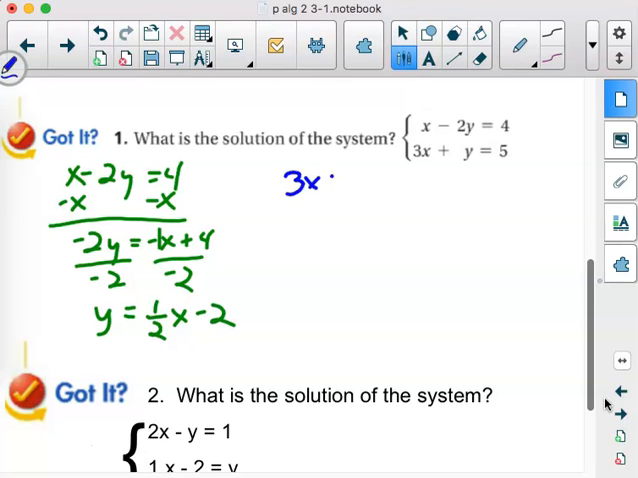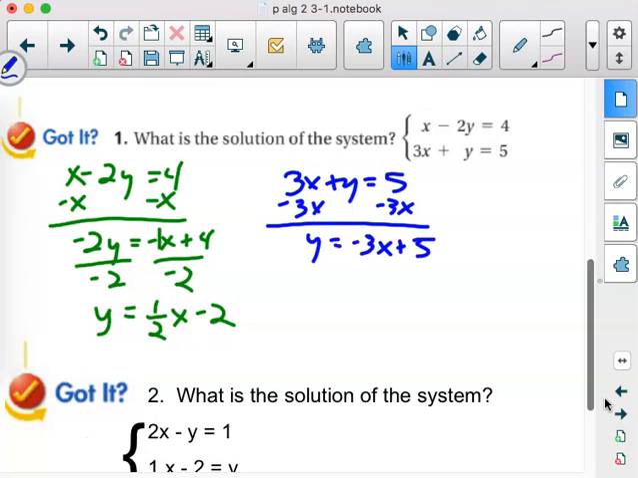And the bottom one, 3x plus y equals 5. So we would subtract 3x from both sides and get y equals -3x plus 5. And again, we can see we've got a slope in the green one of 1/2, a slope in the blue one of -3. They're not parallel, and we look at the two lines and see, hey, they don't have anything in common, so we need to find out where that intersection is.